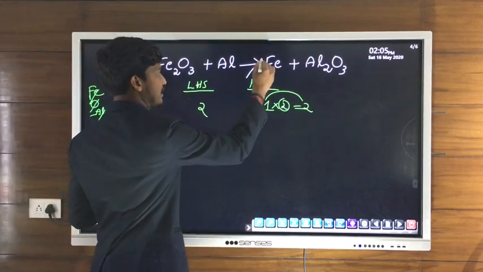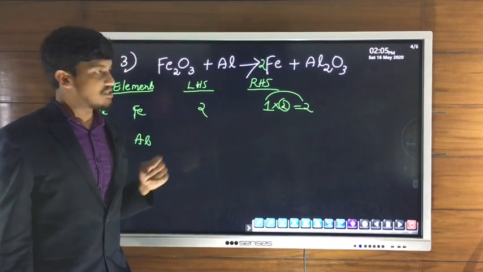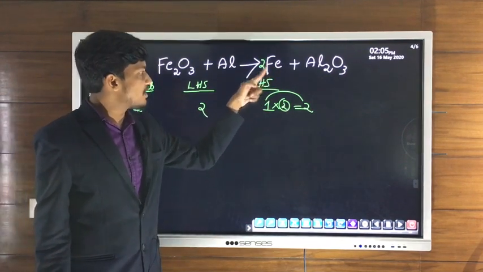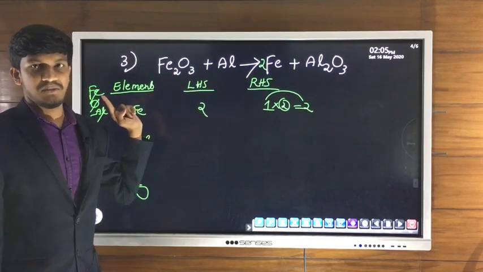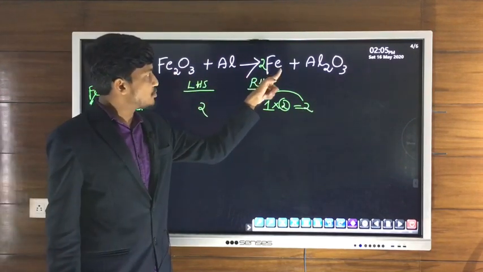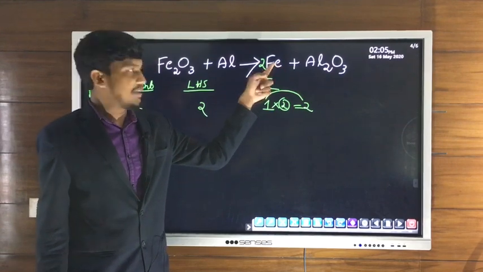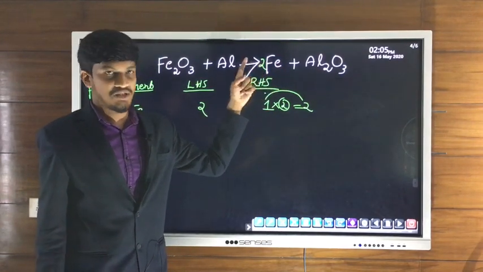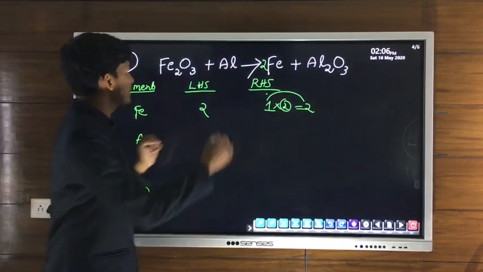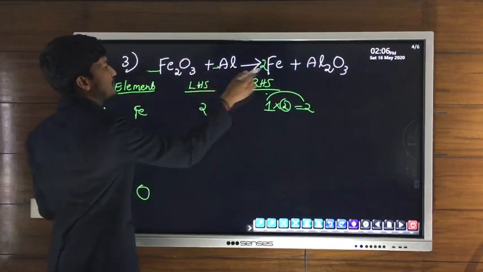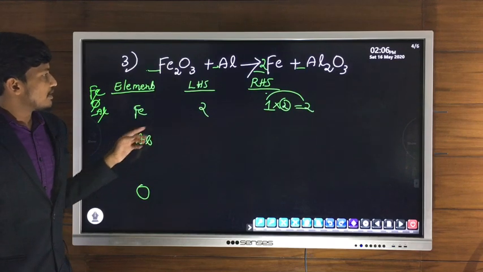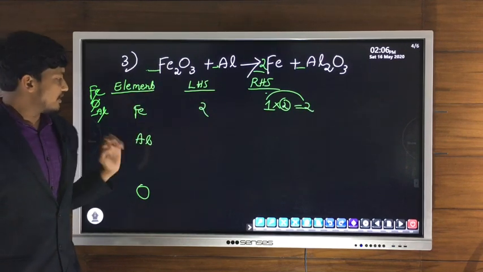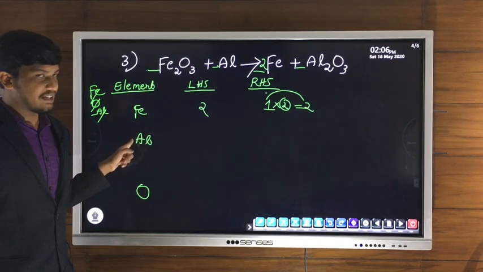That means where will we write? Yes, we will write 2 here. That means 2 into 1, 2 Fe atoms. Left side, 2. Understand? So don't write 2 here because when you write 2 here, then we change the subscript. Don't change the subscript. We can write only a number in front of the formula. Now it's equalized. Then second one, Al.